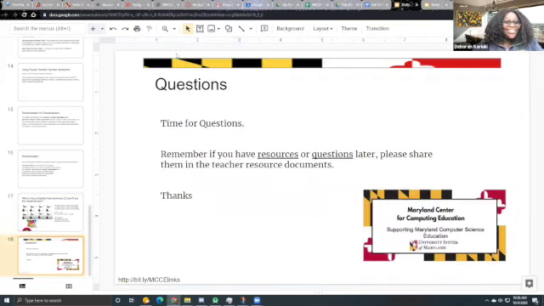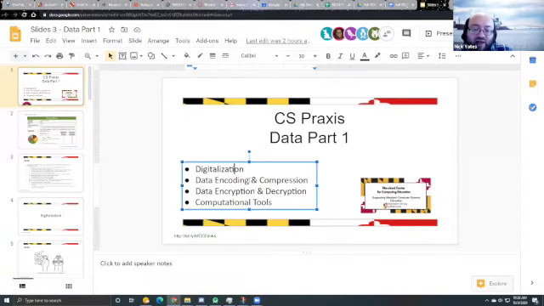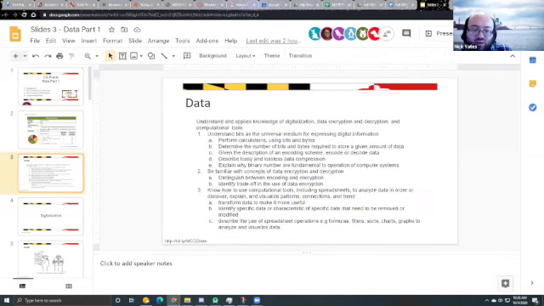Fantastic. Thank you. So today we're going to cover digitalization, data encoding and file compression, data encryption and decryption, and computational tools for working with data. And we have here from Praxis exactly what you're supposed to be familiar with in those 4 topics that we're going to talk about today. But rather than read that to you, we'll just show that to you, and then we'll dive into the topics.